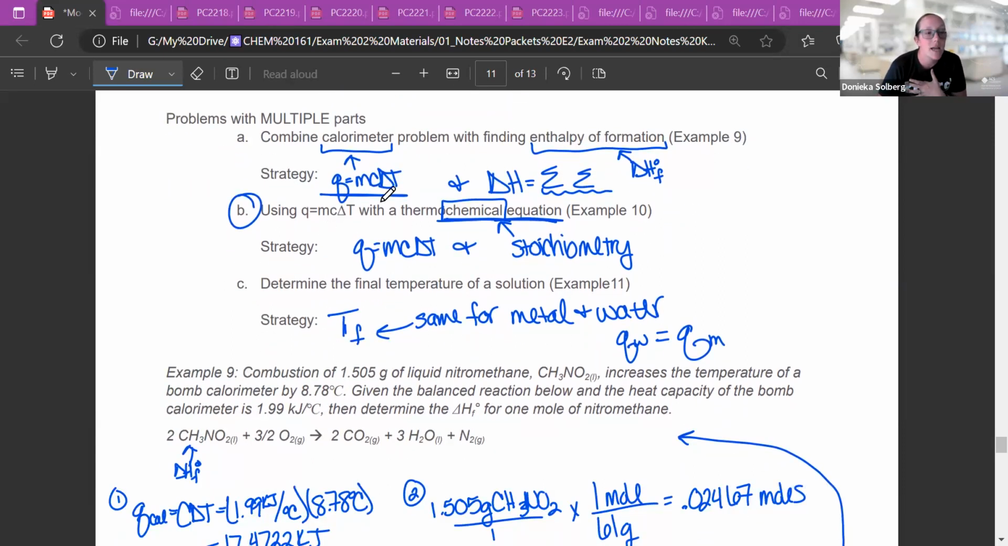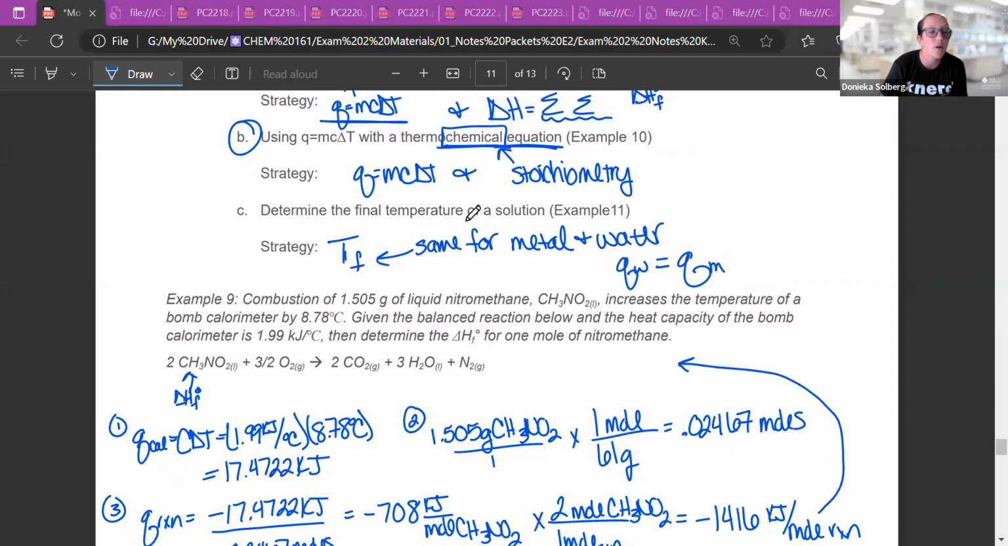Or I could do a calorimetry problem and then a thermochemical equation. So something with stoichiometry. Remember, we did stoichiometry. You can do a mole ratio with energy, just like you do with moles. Or maybe I want to know the final temperature of a solution. So this would be like if I put something hot and something cold and I said, calculate Tf. That's again, the two Q's equal each other, and you've got to solve for Tf. Just remember that the metal and the water at the end are always at the same temperature. We tend to forget that.